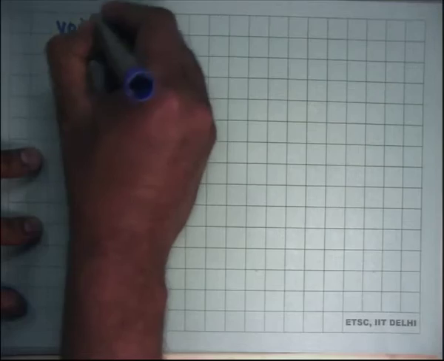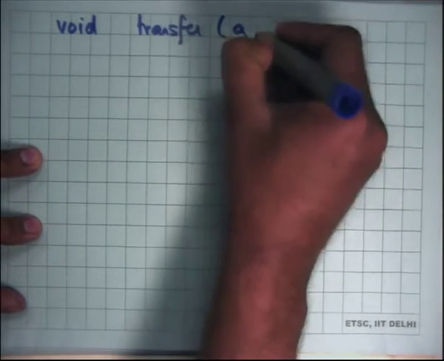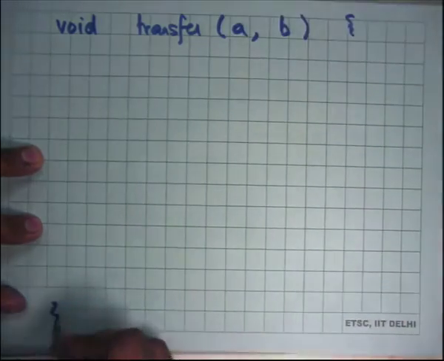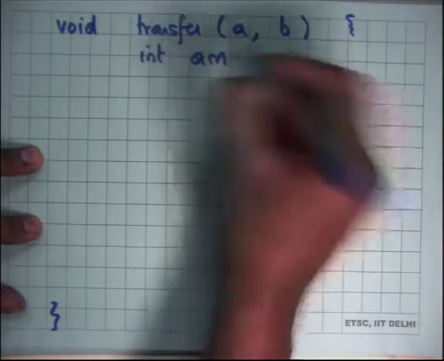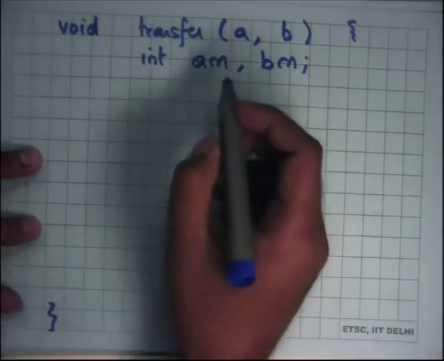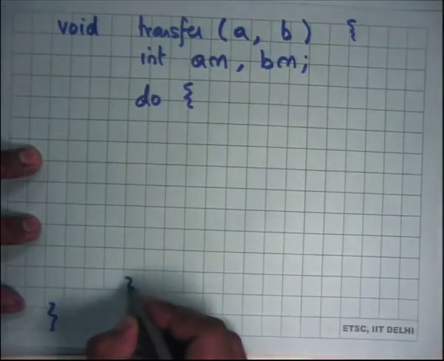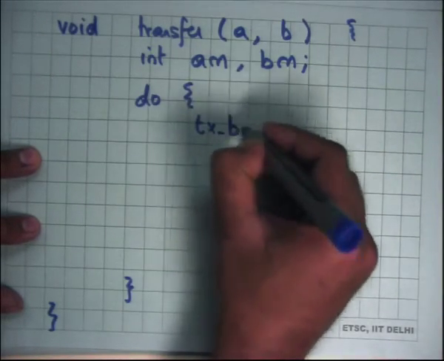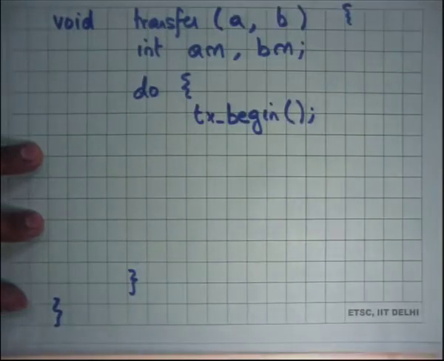So, let us say void transfer from account A to B. I would declare two local variables AM and BM representing A's money and B's money, and I will use a do while loop to keep retrying. Let me write this code fully before we start discussing it. Tx begin will say that a transaction has begun.